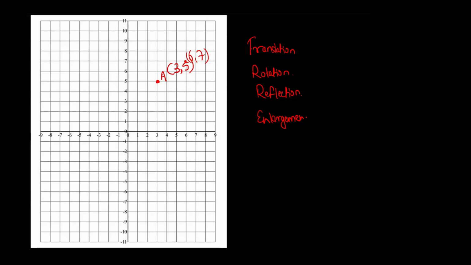Translation means you are shifting it up, down, right, left, isn't it? If it is positive, you will shift it to the right or up. If it is negative, you will go down or to the left. So translation means changing the position.